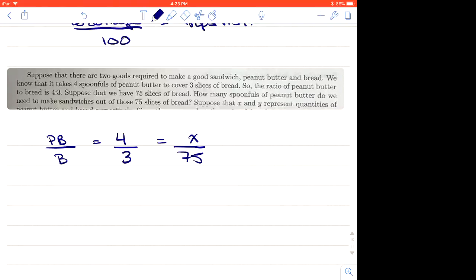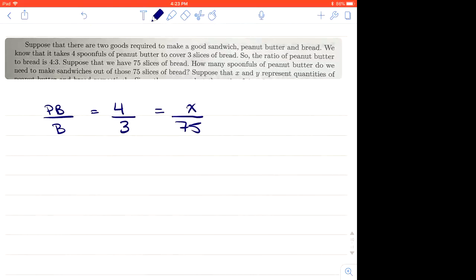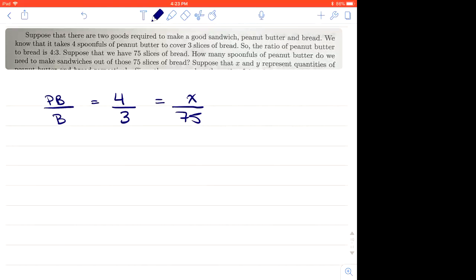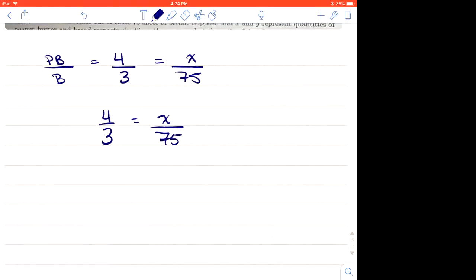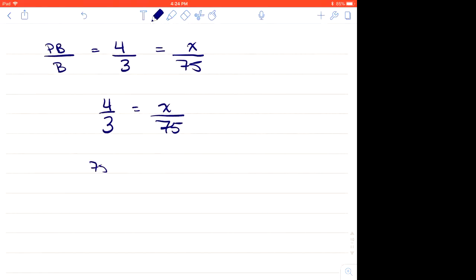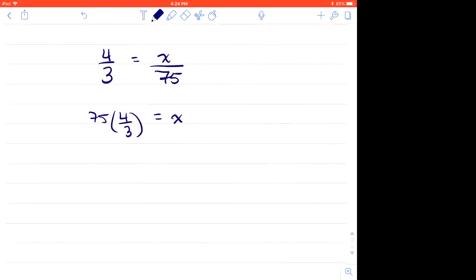So now we have these 2 fractions we can work with, right? And so I'm going to focus on just the last 2. The first one I just set up so I could look at the setup, right? How do I want to lay these out? Peanut butter per slices, right? So 4 over 3 is x over 75. Solving for x, all I have to do is multiply the 75 over. And so I get 75 times 4 over 3 is x. And because I like to have x on the left-hand side, I'm just going to do a switcheroo here. So we need 100 spoonfuls.